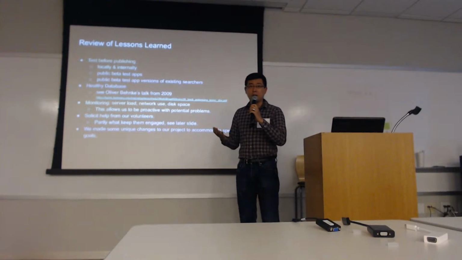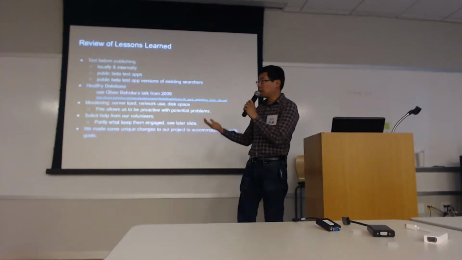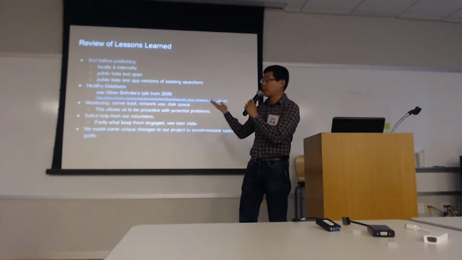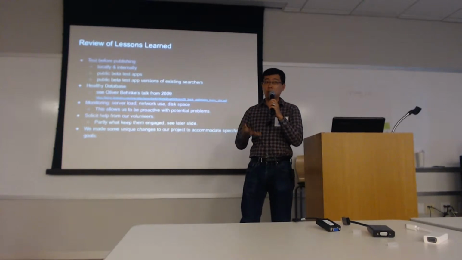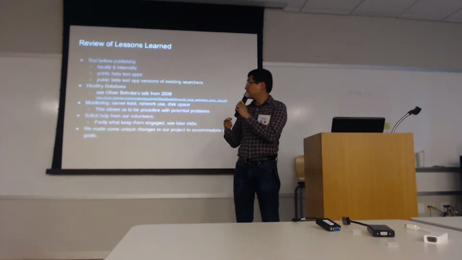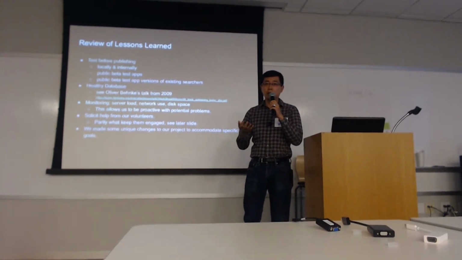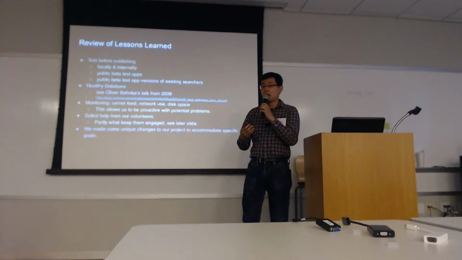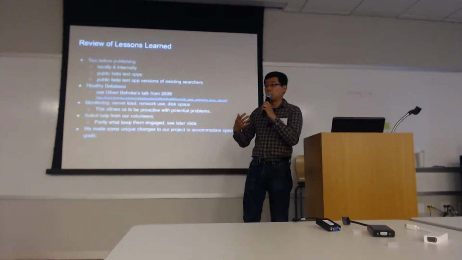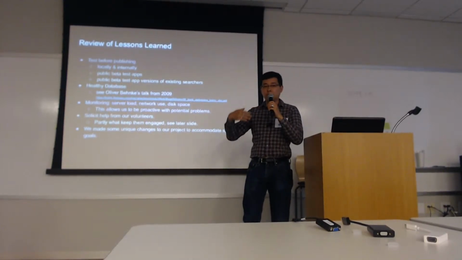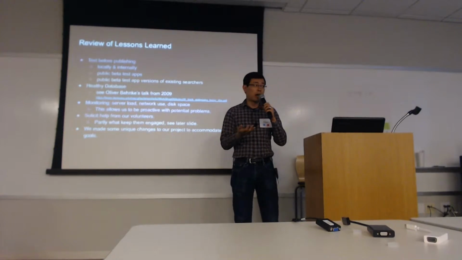What lessons have we learned in using BOINC for our voluntary computing? Well, we try to test everything before we publish. So there's a lot of testing that happens locally. There's also a lot of testing through public beta applications that are first distributed to our volunteers. Our volunteers then give us feedback on what happens with these betas.